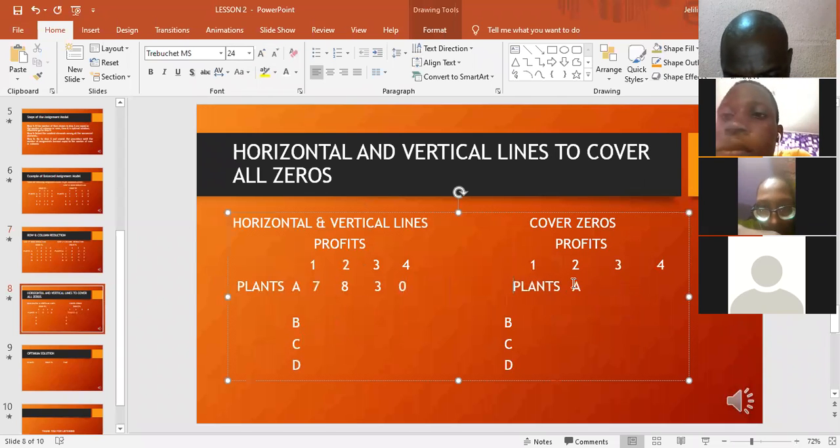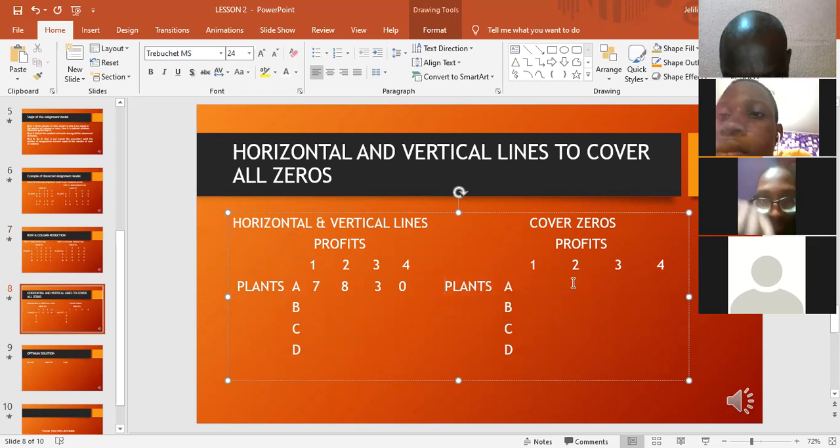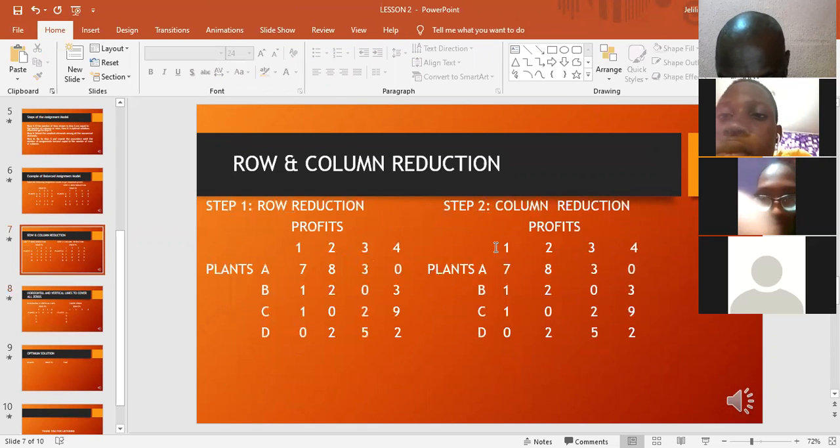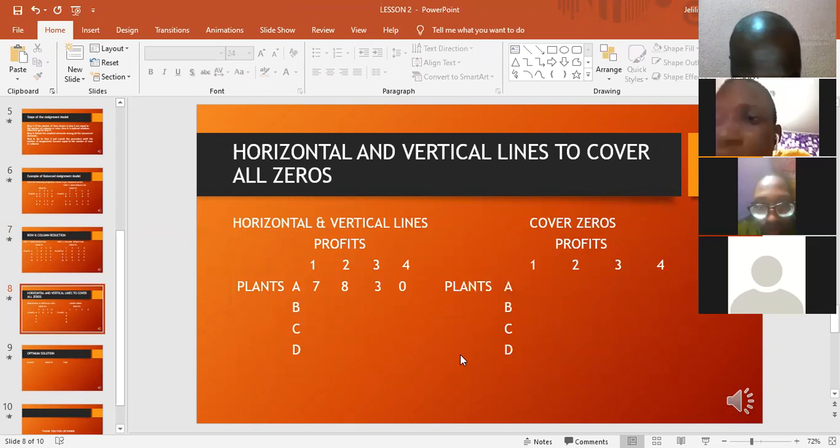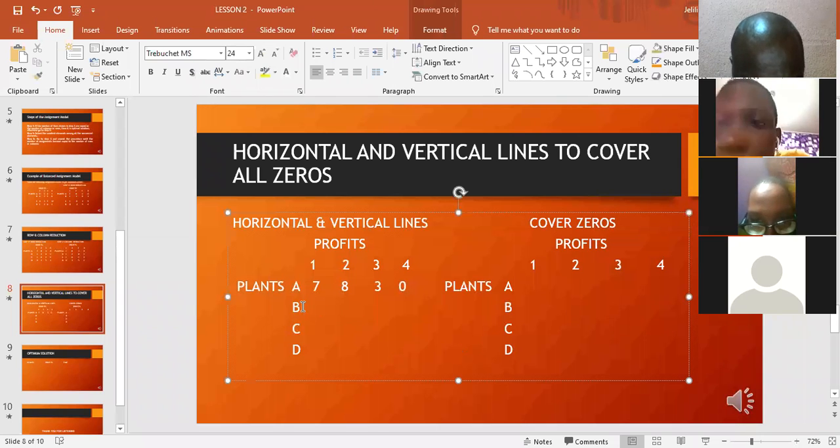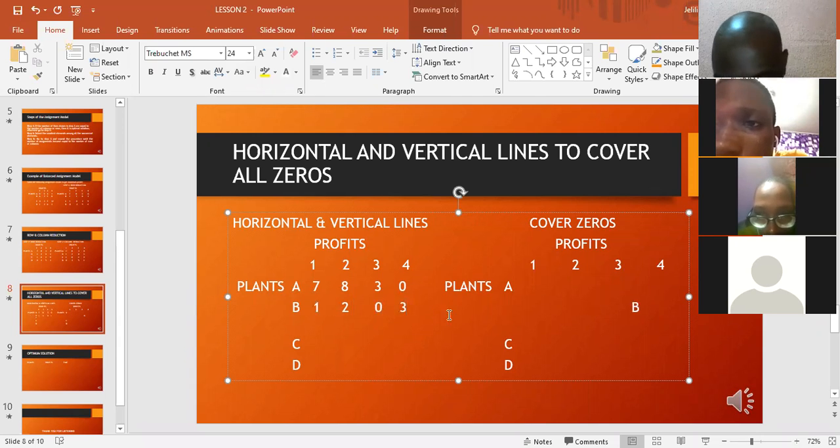Eight, 3, 0. So the second one, we have 1203. 1203. 1, 2, 0, 3. So let's look at the third one.